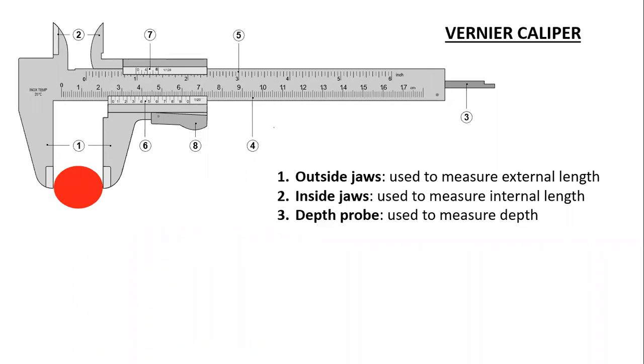Sir, can you please explain the depth probe again? The depth probe is nothing but a way to measure a depression. Suppose there is a plate and you want to measure how deep it is, or you have a hollow cylinder and want to measure its depth, that is, its height. You can use your depth probe. Okay, sir. Thank you.